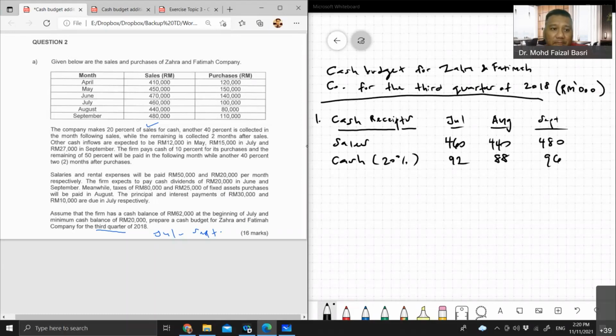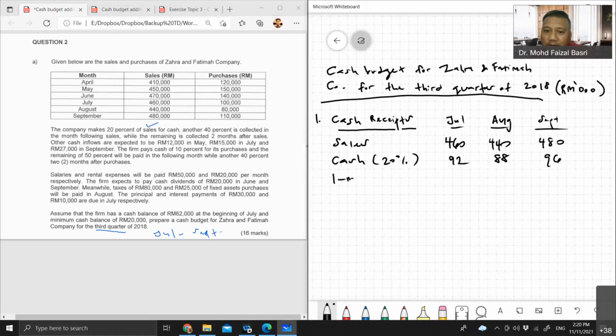Next, the next statement. Okay, it says another 40% is collected in the month following sales. So the next 40% of the sales will be collected in the following month. So what does it mean? If you do sales in July, 20% you receive cash. So the next 40% you will receive in the following month. Meaning for July's sales, you're going to receive it in August, 40% of it. Okay, so therefore I'm going to put another one here. I'm going to put 1 month, which represents 1 month later. And I'm going to put the ratio as well. So the ratio is 40%.